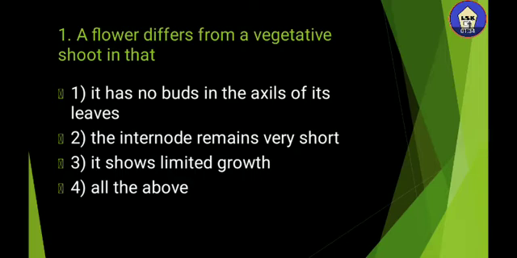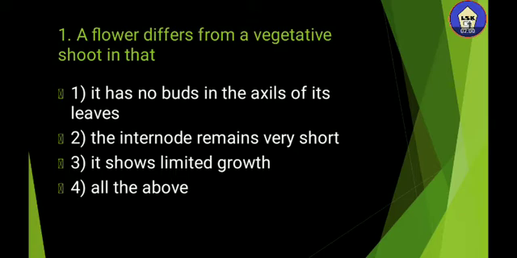So the first option, it has no buds in the axils of its leaves. Yes, it is of course true, because in the vegetative shoot, at the base of the axil of the leaves, the axillary bud will be there. But in the case of flower, there are no buds in the axils of its leaves, meaning in the floral leaves. The second option, the internode remains very short. Of course, it is true.